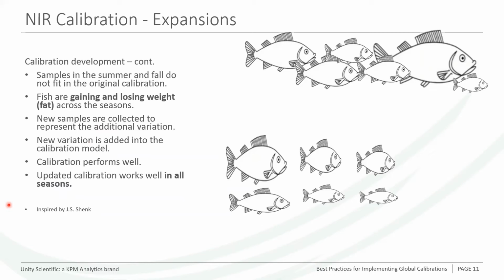She investigates and she realizes that the fish are gaining and losing weight. The fat content is changing across the season. She knows what she needs to do. She needs to collect more samples to represent this new variation across the season. She sends them out to the lab. She gets the reference values. She makes the model. The calibration performs well. So her updated calibration is working well in all seasons, okay?